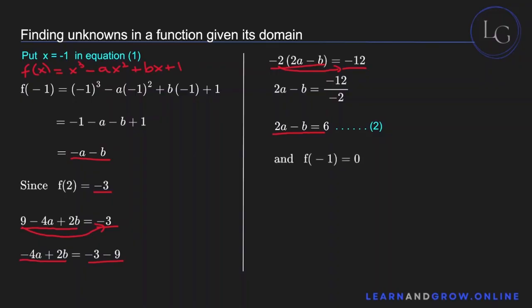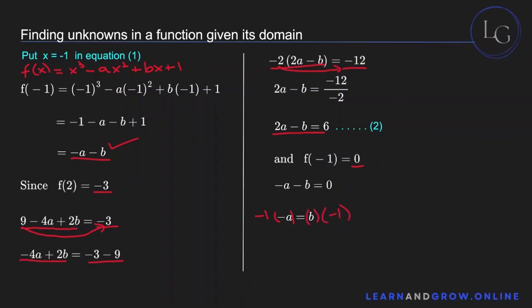Now let's do the same procedure for f of negative 1. f of negative 1 gave you minus a minus b, and f of negative 1 is equal to 0, as in the original question. So equate minus a minus b equal to 0. So minus a is equal to b, and now multiply both sides with negative 1.